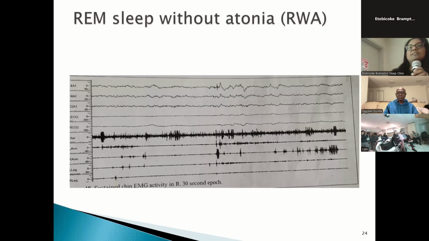So this is REM sleep without atonia. You can see the EMG chin activity, and as well in the limb channels you also see some activity.